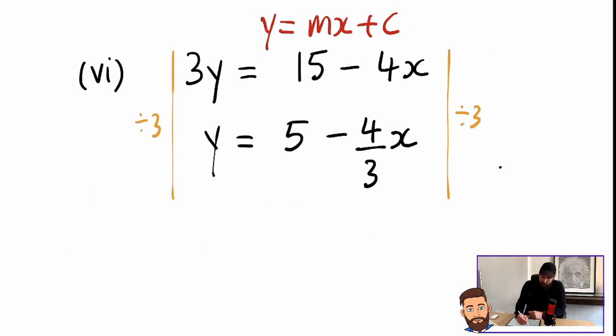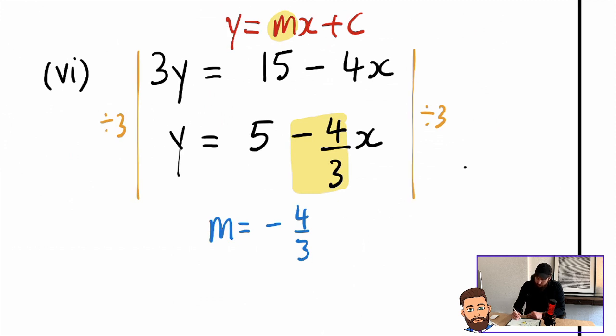So now we can actually answer the question, what is m? Remember, the gradient is always in front of x. What's the coefficient of x here? This one, minus 4/3. So the gradient is minus 4/3. What does that mean? It's going to be going down because it's negative. And remember, up divided by across is the gradient. Every time you go across 3, you're going to go down 4, is what this is saying. Across 3, down 4, because it's a negative gradient.